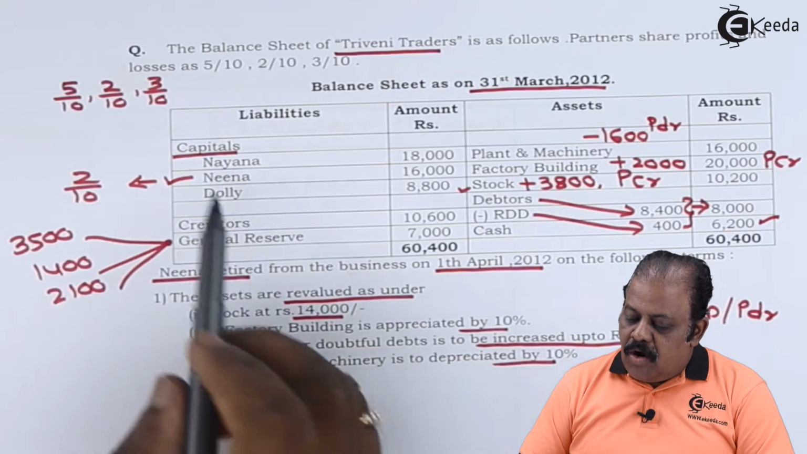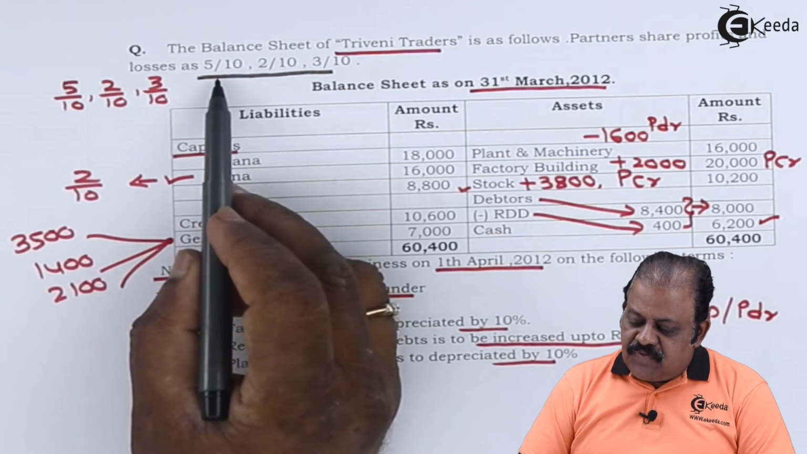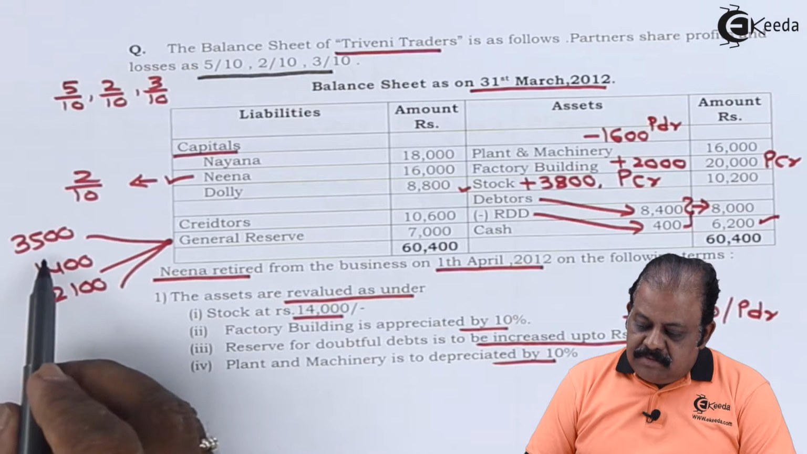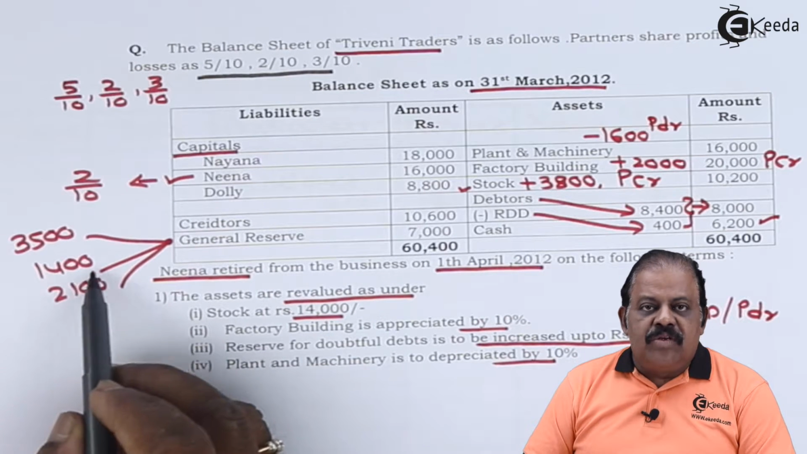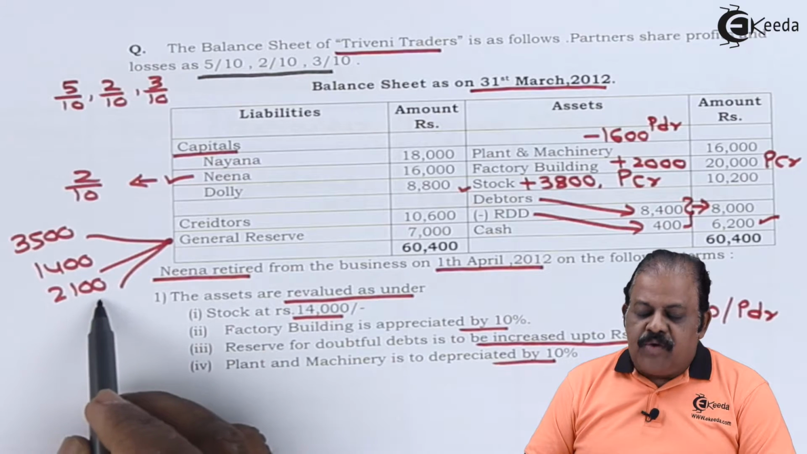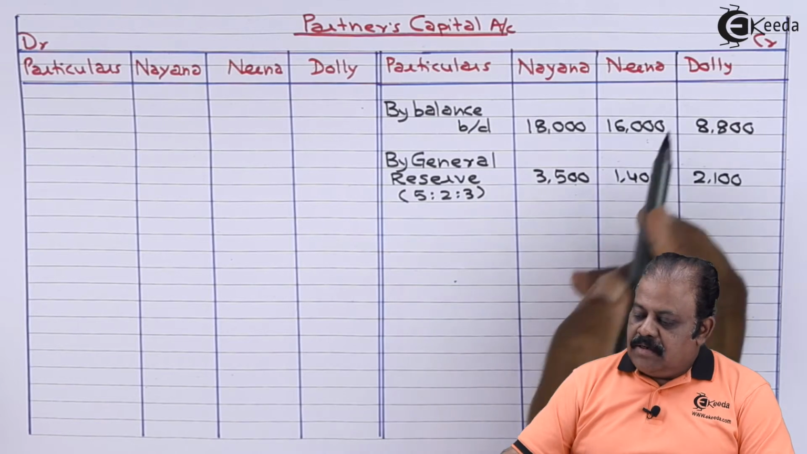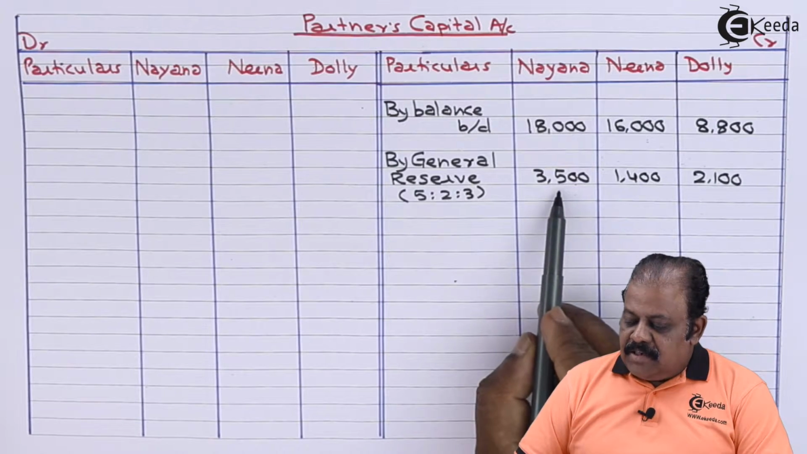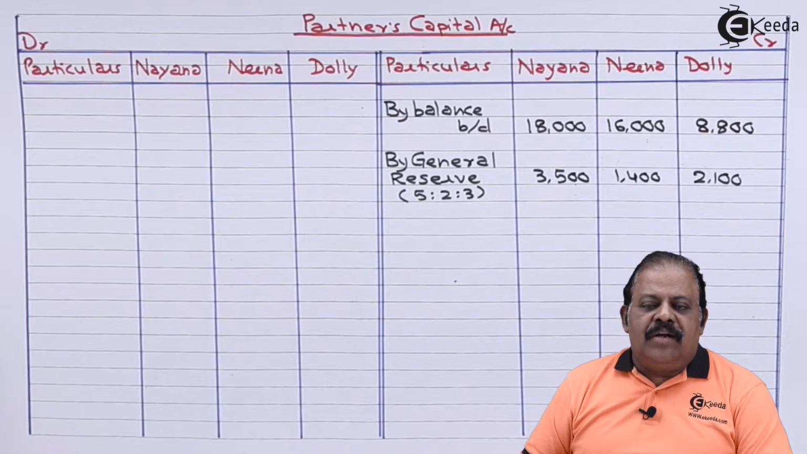General reserve 7,000. This will be distributed among all partners in their profit sharing ratio, that is 5:2:3. We have calculated this. Naina 3,500, Nina 1,400, Dolly 2,100. This will be transferred to partners capital account credit side, by general reserve: Naina 3,500, Nina 1,400, Dolly 2,100.